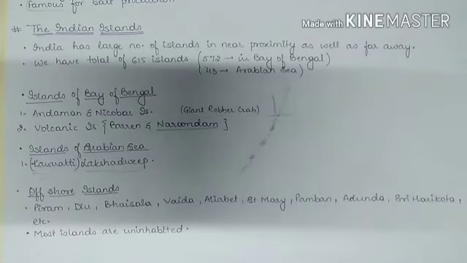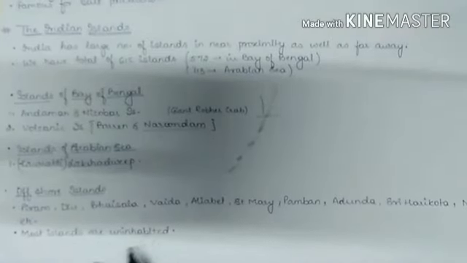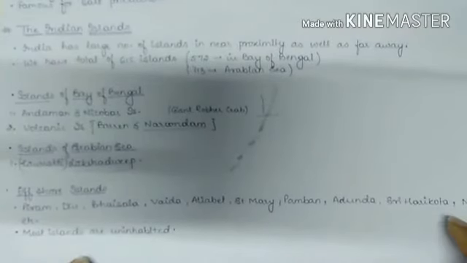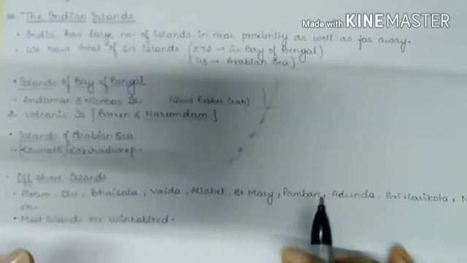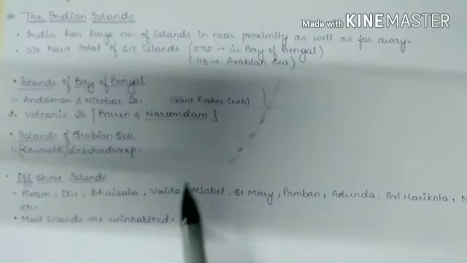Then we have Sriharikota at the mouth of Pulicat Lake. Then we have Crocodile Island, New Moore Island, and Short Wheeler Island. Okay, so like this, we have many islands, but most of the islands are administered by adjacent states. Sorry, they are not inhabited, they are uninhabited. Most of the islands do not have any population residing there. So this was about Indian islands.